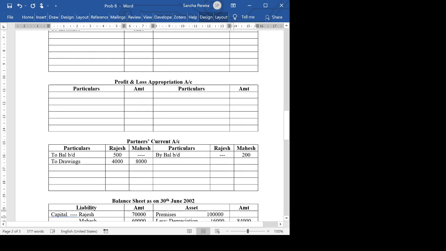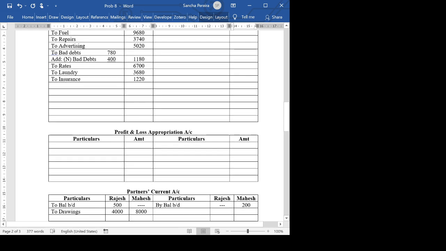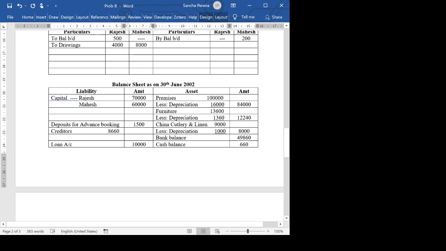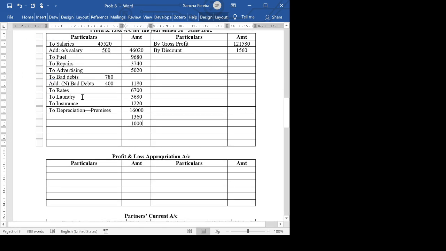Okay, the same thing we need to transfer to the profit and loss account, to depreciation. To depreciation, premises, it is 16,000. Furniture, it is 1360 and China, it is 1,000. So this is furniture and this is China, China and cutlery.